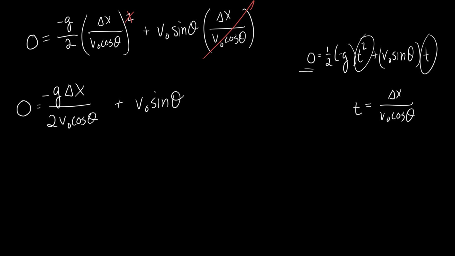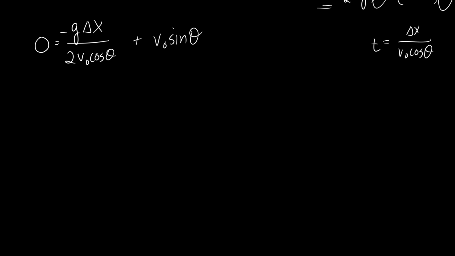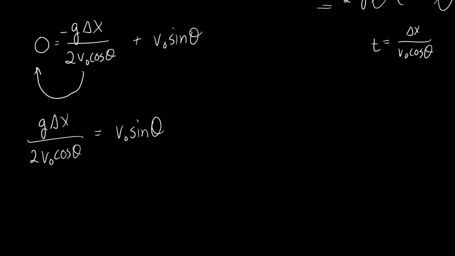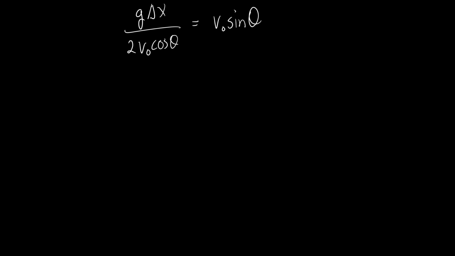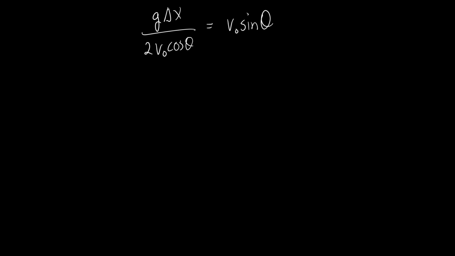And I said to solve this for delta x. It's just algebra. So solve this for delta x. How about I take this term and move it to the other side of the equation? You all okay with that? It's negative, so when I move it to the other side, it'll be positive. So g delta x over 2 v naught cosine theta equals v naught sine theta. That all okay? I'm just trying to solve for delta x, so I want to get it on one side by itself. So how about I multiply both sides by the denominator here? We all okay?